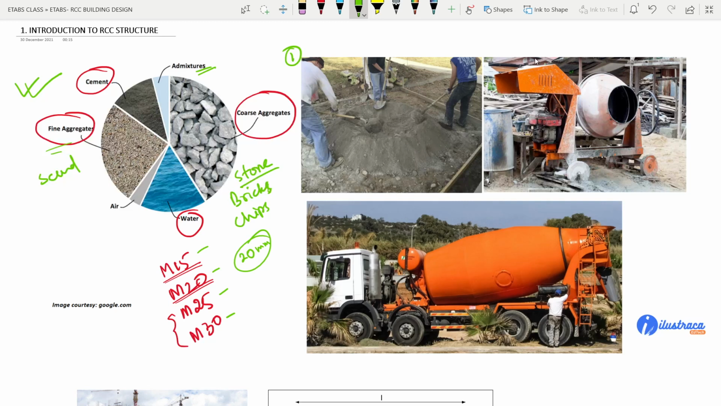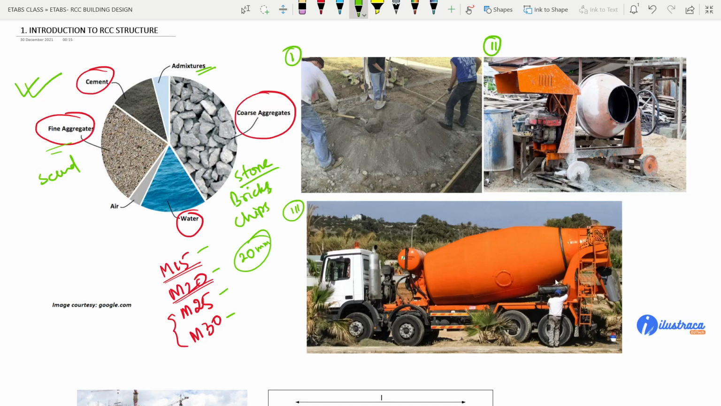Then we have this mixer machine, the second case. Here also it is done manually, we put all these things in this particular compartment, and then we have a mixer inside which will rotate, or you can say which will mix these things by rotating, right? And in bigger sites where we need a higher amount of concrete, in that case we use these mixer trucks, right?